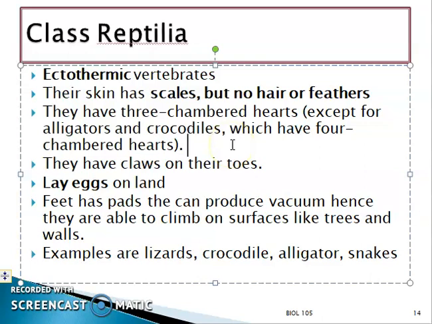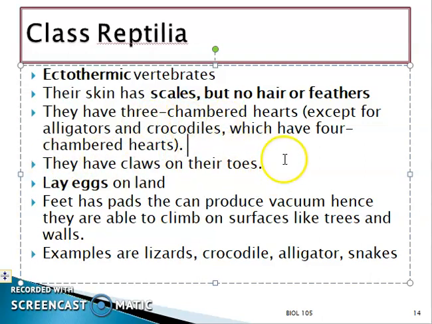What happens is that their heart is basically divided into two atria, and the ventricle is not completely divided. The ventricle basically has a slit in between the two chambers. That's why we say that they have a three-chambered heart. It's not a complete four chambers.